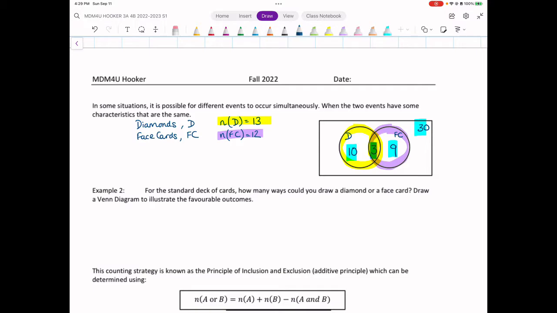And I'll write this down for you. So they are non-mutually exclusive.